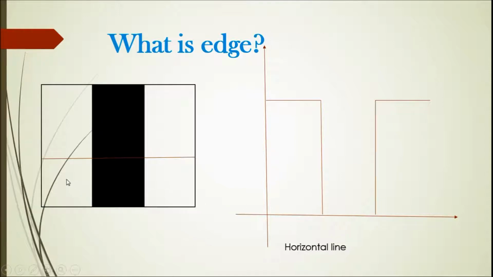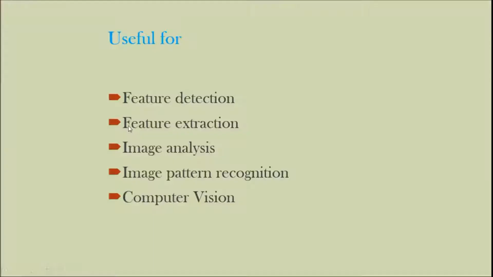If we draw the horizontal line profile, this is a high level, high pixel values, and this is a very low gray level of the pixel, and this is again a high level. So basically the idea in edge detection is the computation of local derivatives. Edge detection plays a major role in feature detection, feature extraction, image analysis, image pattern recognition, computer vision, and so on.